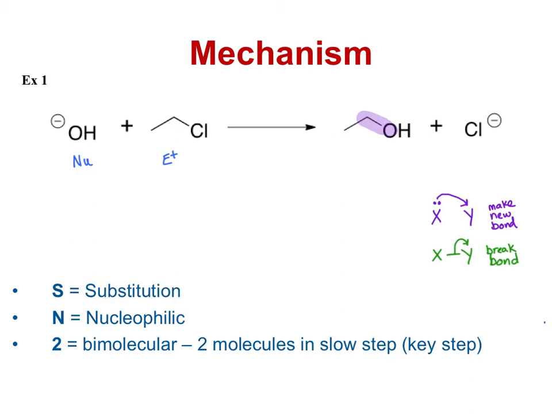So how would I draw that arrow? It's going to start from the O, because that's where the electrons are. There's a lone pair there, and it's going to go to which carbon? Right, the carbon that's next to the chlorine. So we're going to put that there.